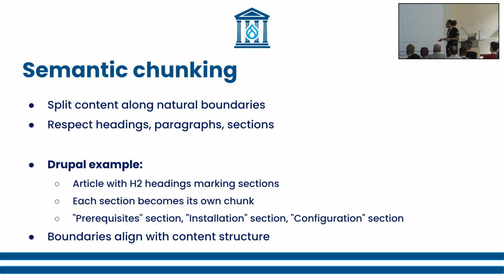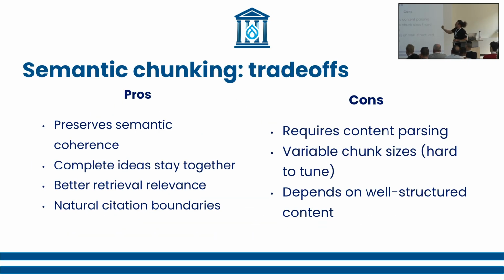and then it will pass it to the vector database. The pros of semantic chunking is that it preserves the semantic coherence. The ideas completely stay together, and it is even better for retrieval. The cons is that the LLM has to go through the content and divide it. We don't have ownership on how many chunks it creates, so there is a little bit of unknown about how many chunks it's going to create. And then it depends on how well your content is structured.